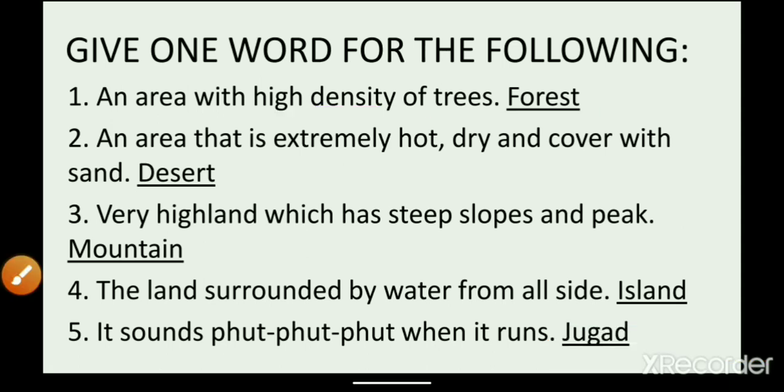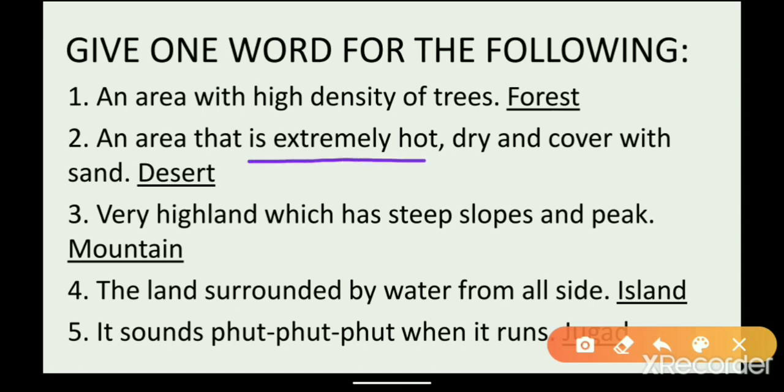Second question. An area that is extremely hot, dry and covered with sand. So an area where we find so much hot sun, it is dry, no water and covered with sand, that area is known as desert. That is Rajasthan, where we find camel carts. So an area that is extremely hot, dry and covered with sand is desert.